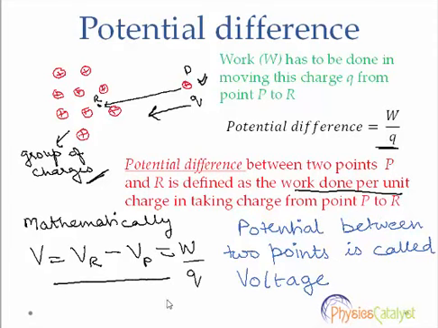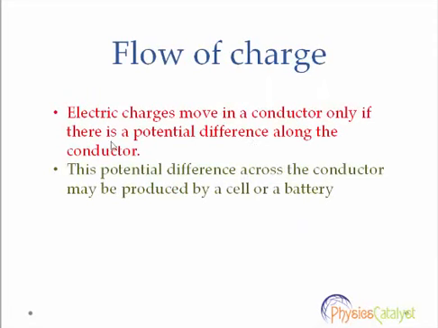Here V is the potential difference between points P and R, and VP and VR are the potentials at these points. The unit of potential difference is volt, whose symbol is V. The potential difference between two points is sometimes also called voltage. Now electric charges move in a conductor only if there is a potential difference along the conductor. This potential difference across the conductor may be produced by a cell or a battery. We will talk about this in detail in another lesson.